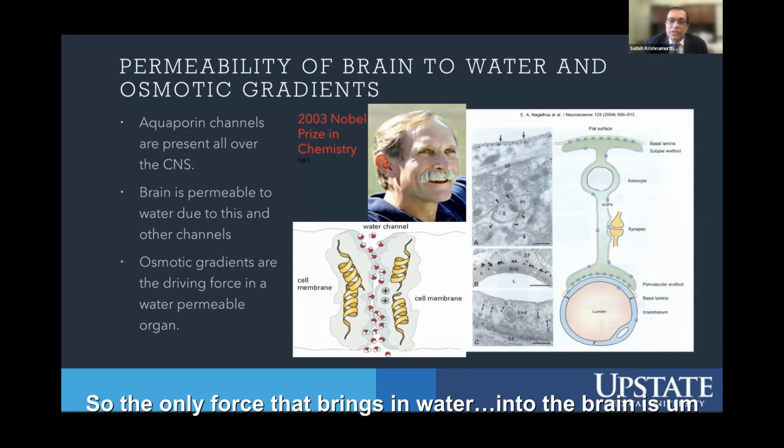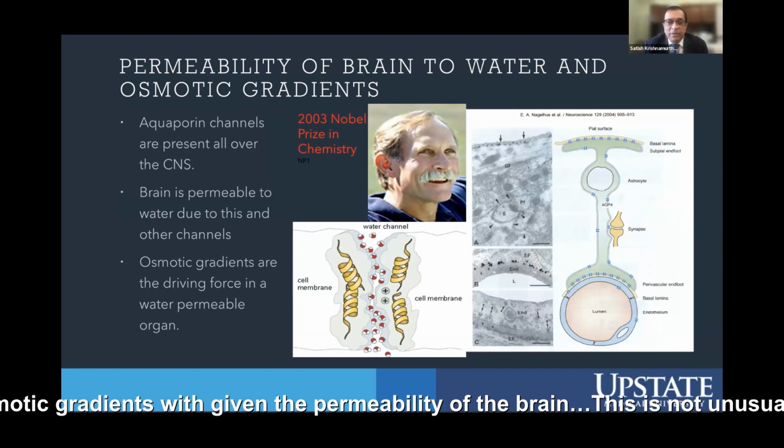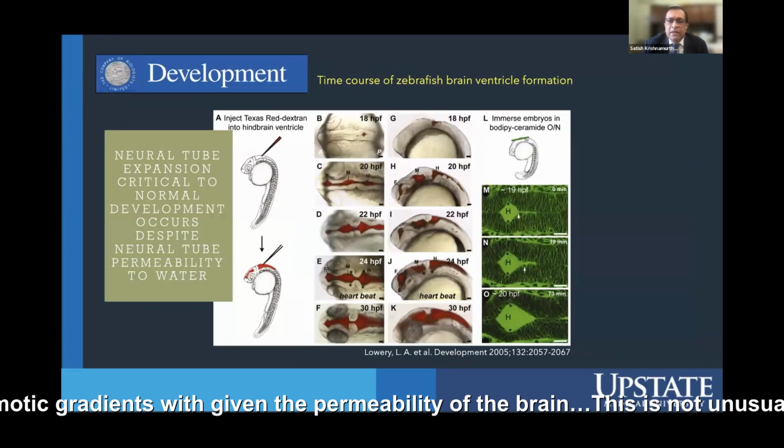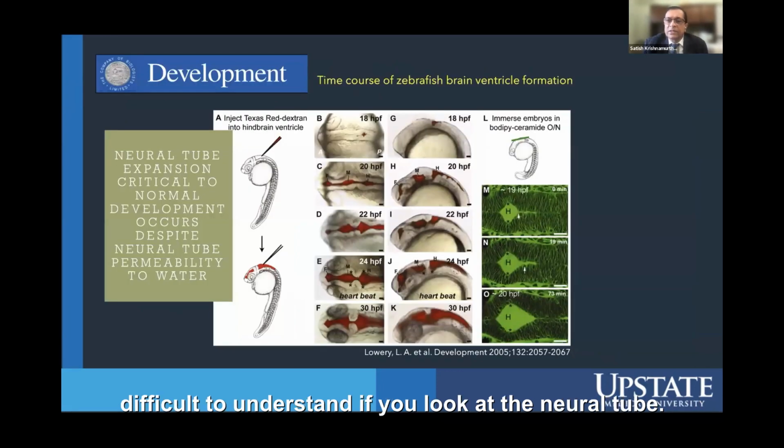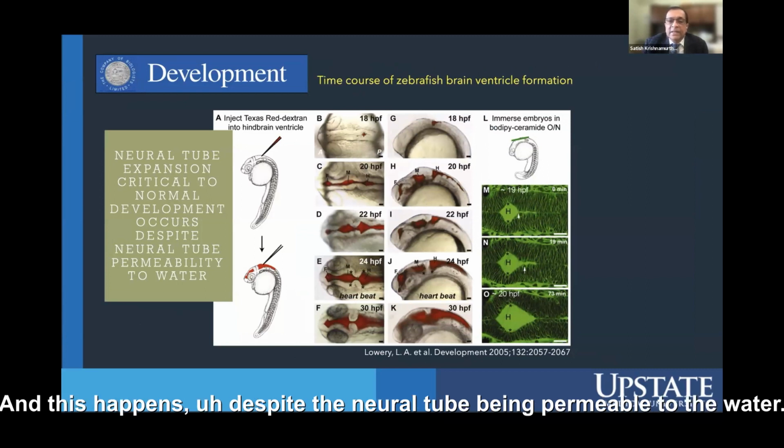So the only force that brings water into the brain is osmotic gradients, given the permeability of the brain. This is not unusual or difficult to understand if you look at the neural tube. The neural tube is a single cell layer organ in the embryo, and the neural tube enlargement is very critical to the formation of a normal brain. And this happens despite the neural tube being permeable to water.